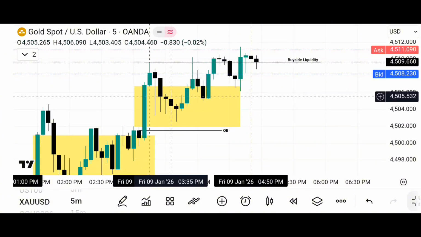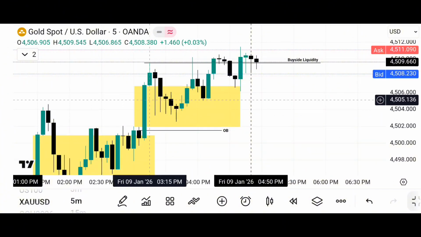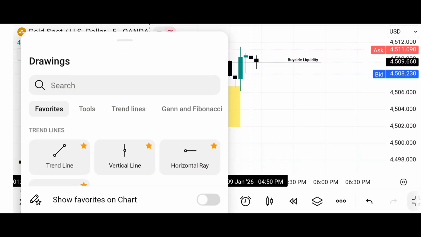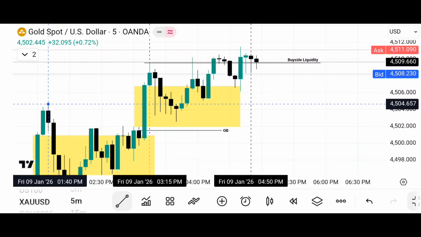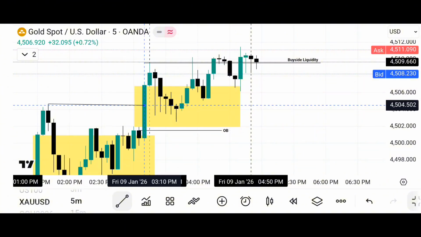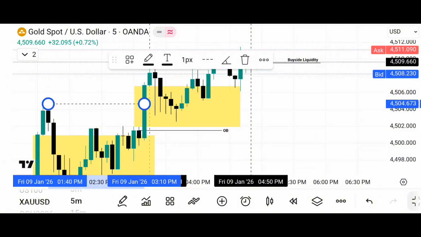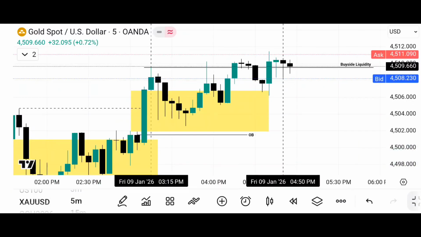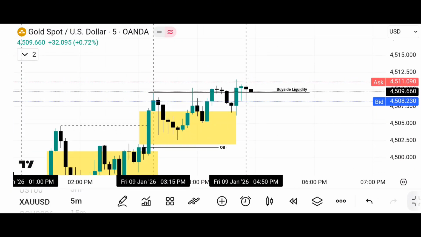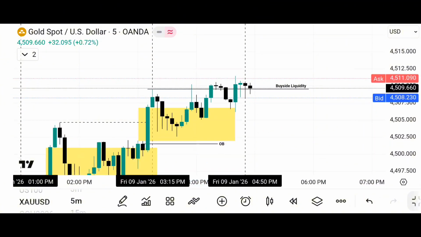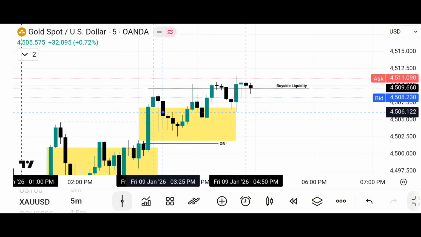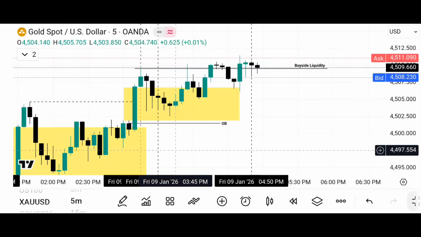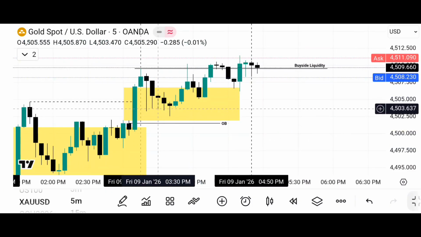The BC was already visible, and also price has traded above this high. Then the next is 3:30. So at 3:30, we can see price has traded into the BC.